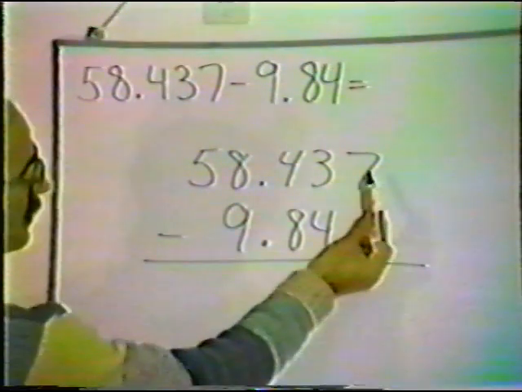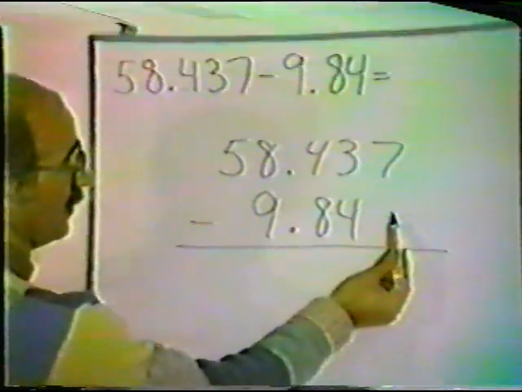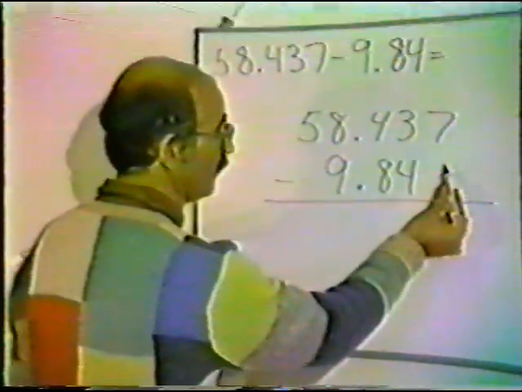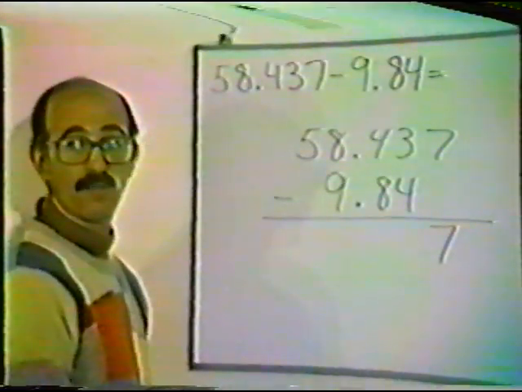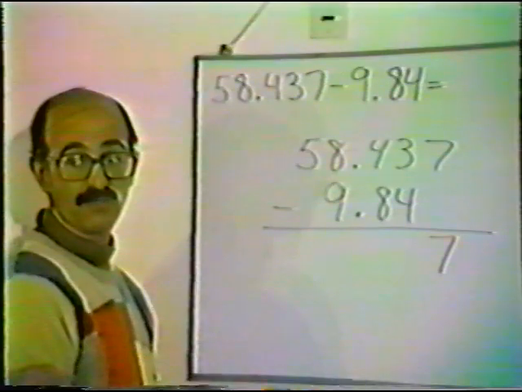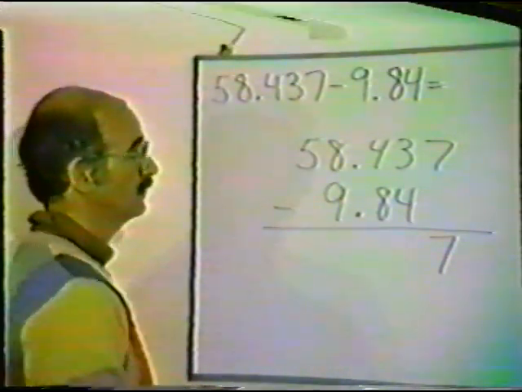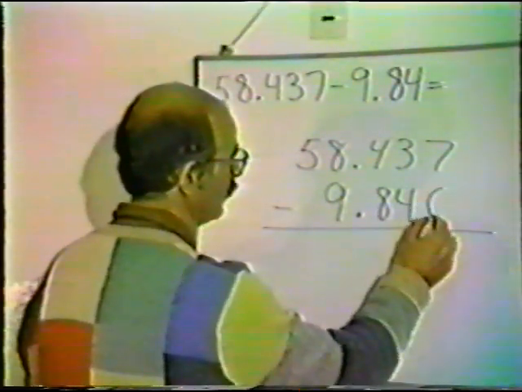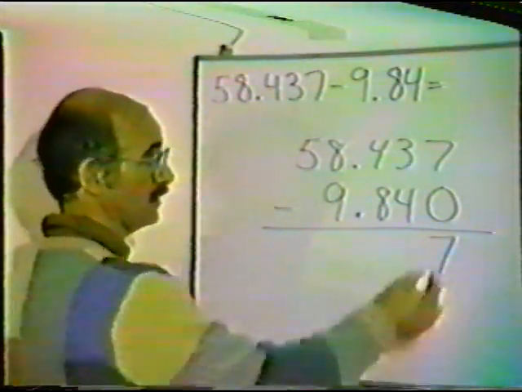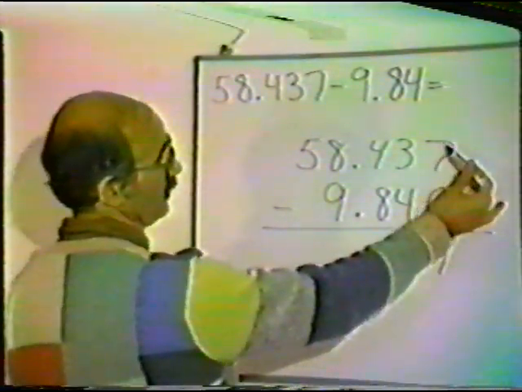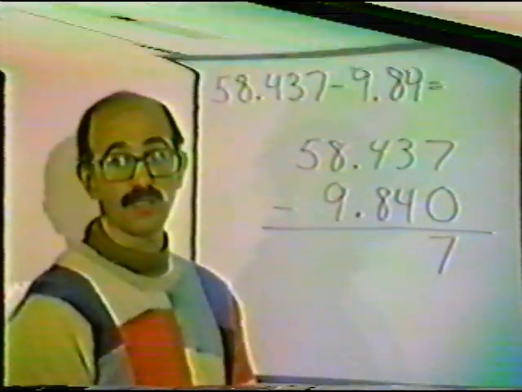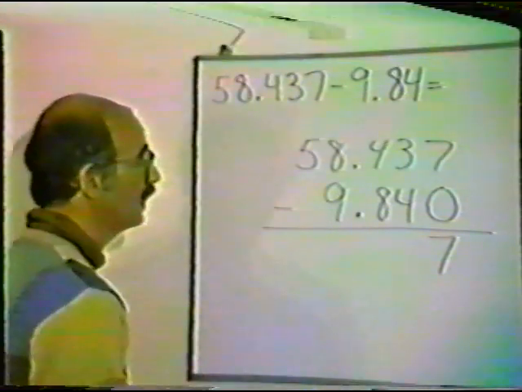Then we say 7 take away nothing is? 7. Now, if this empty place there bothers you, what could you put in there without changing the value of that number? 0. A 0. Now, you don't have to put it in there in order to do the problem. You could just bring the 7 down, knowing that 7 take away nothing is 7. But if you want, you can put the 0 there.